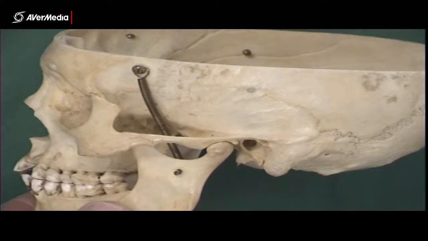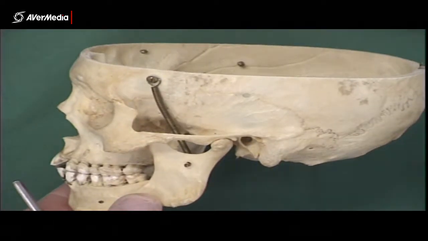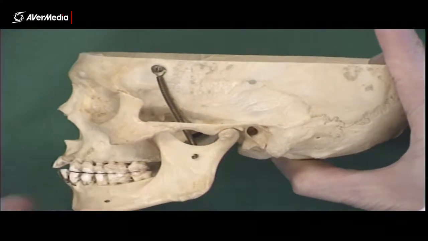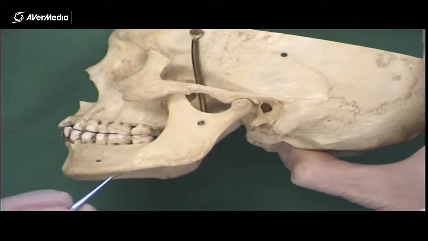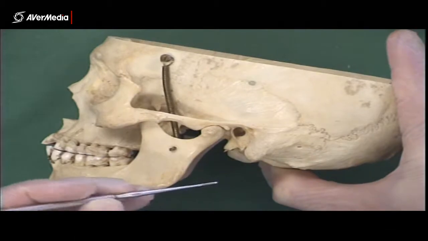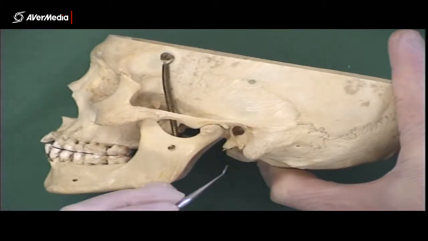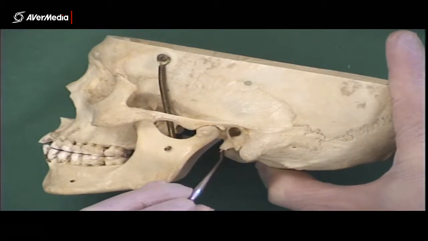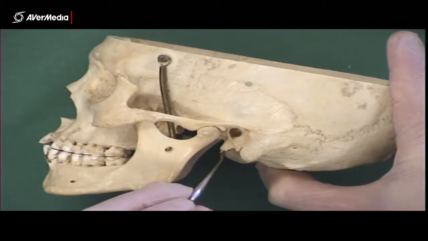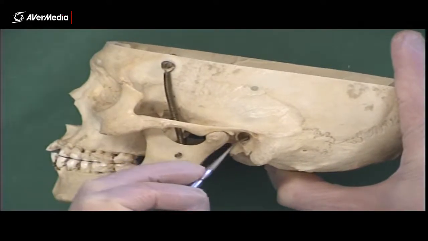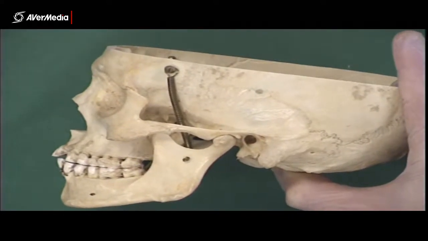Then we can hopefully see a styloid process. Now on this particular skull, the styloid process is pretty small, but you can just see it here. Now on some of the other ones it's larger, and on some it's broken, so it's not there at all. But here we've got a small styloid process, so it's inferior to the external acoustic meatus.